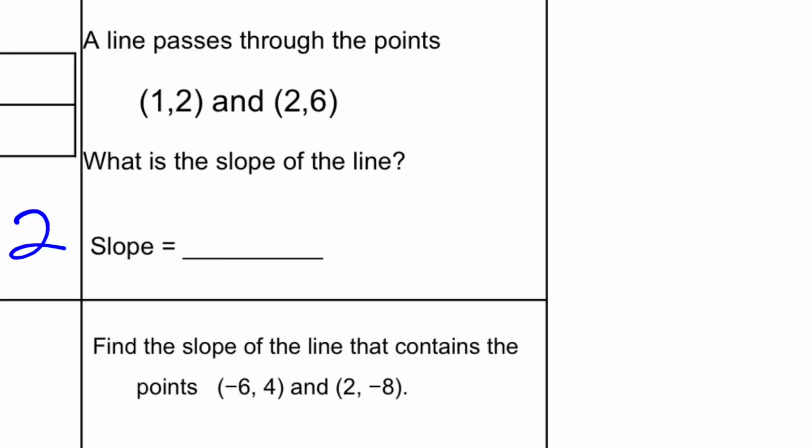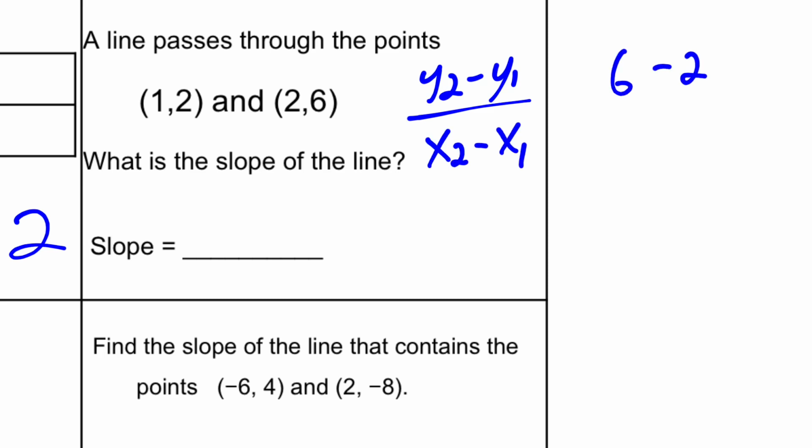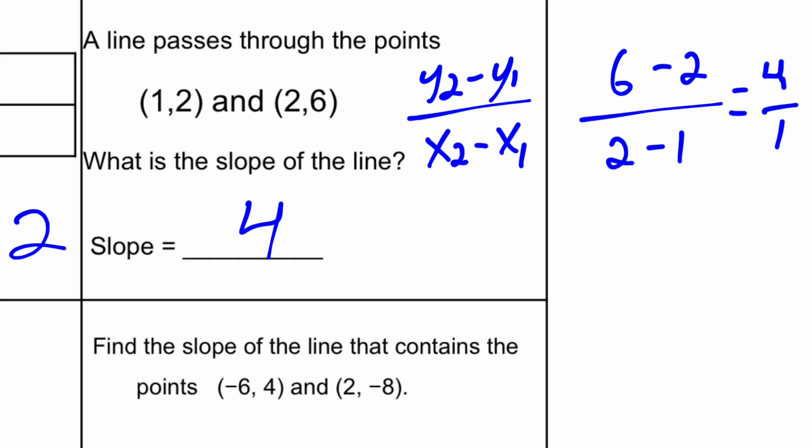To find the slope given 2 points, I use the slope formula, which is y2 minus y1 over x2 minus x1. Here, that works like this. 6 minus 2 over 2 minus 1. 6 minus 2 is 4. 2 minus 1 is 1. That simplifies to 4.